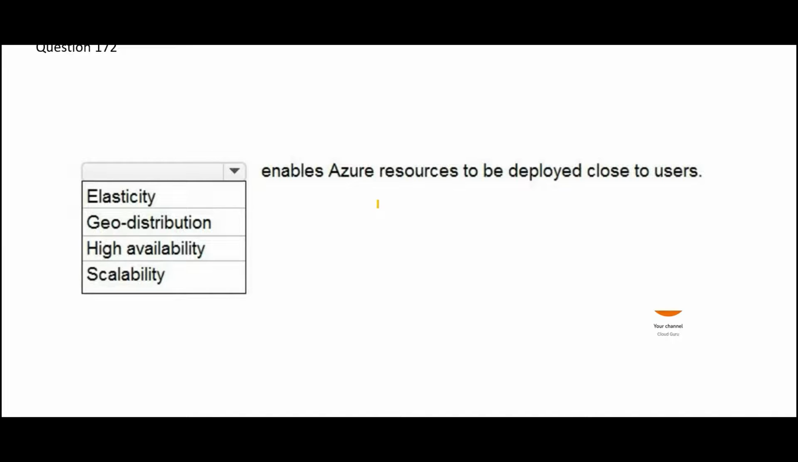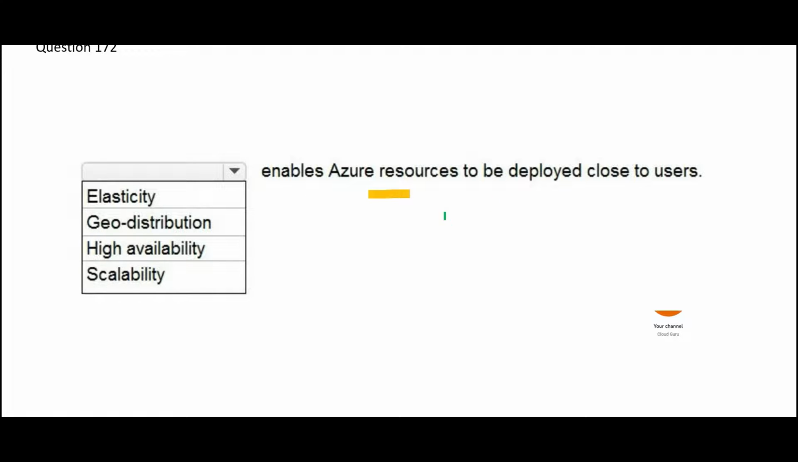This enables Azure resources. Like, what enables Azure resources to be deployed close to the users? See, whenever we talk about closeness to the users, always think about geography, something to do with geo, because geo is something like it is close to you. So common sense says geo distribution should be the answer here. This is what common sense says.